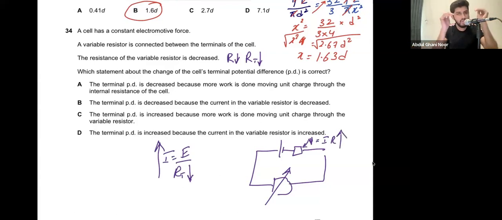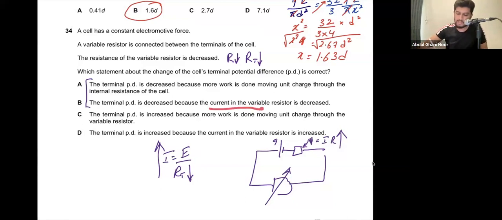सही. तो टर्मिनल पोटेंशियल डिफरेंस कम हो जाता है. तो ये पहले 9 वोल्ट की बैटरी अगर 8 वोल्ट दे रही थी, टर्मिनल पोटेंशियल डिफरेंस 8 वोल्ट था, that will now decrease to a lower value, to 7 volts or 6 volts or 5 volts. So I would say the terminal potential difference is decreased, has to be A or B.